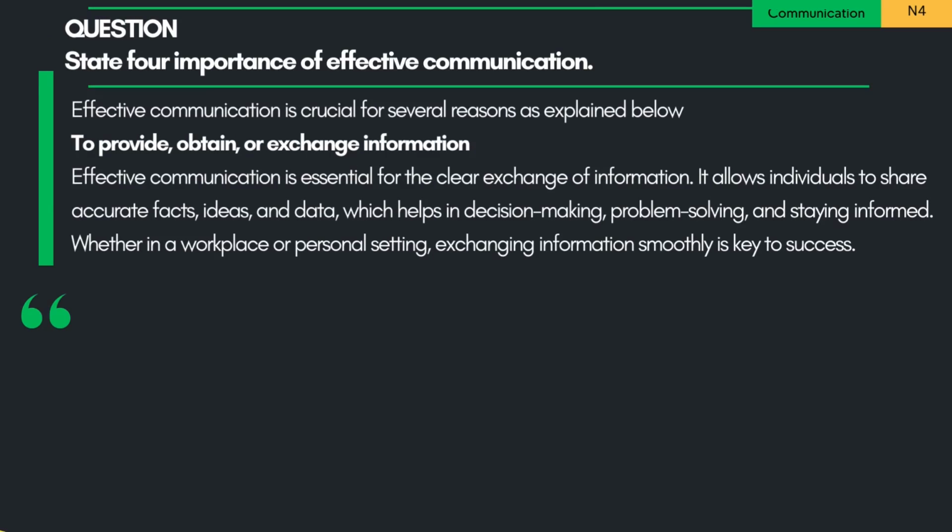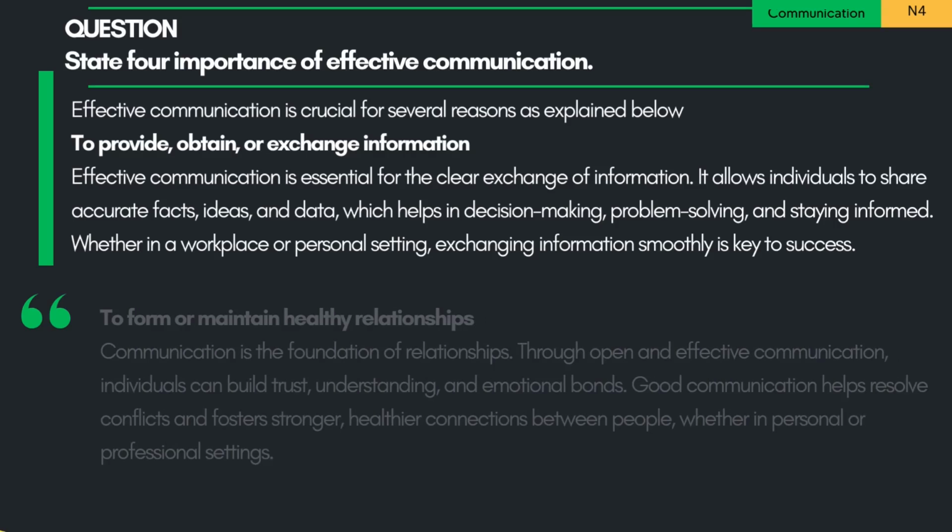Question. State 4 importance of effective communication. Effective communication is crucial for several reasons as explained below. 1. To provide, obtain, or exchange information. Effective communication is essential for the clear exchange of information. It allows individuals to share accurate facts, ideas, and data, which helps in decision-making, problem-solving, and staying informed. Whether in a workplace or personal setting, exchanging information smoothly is key to success.